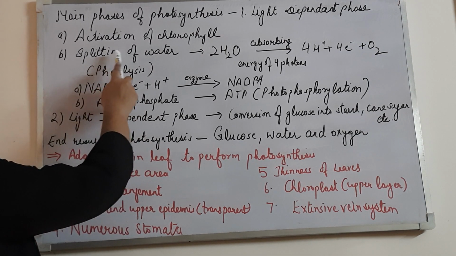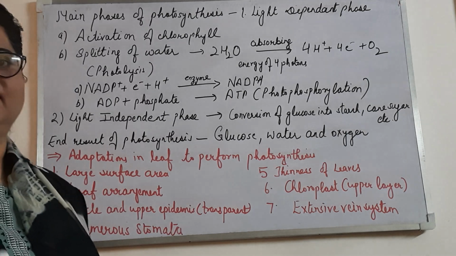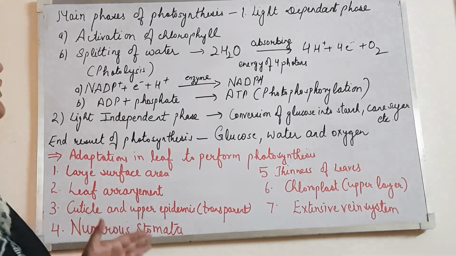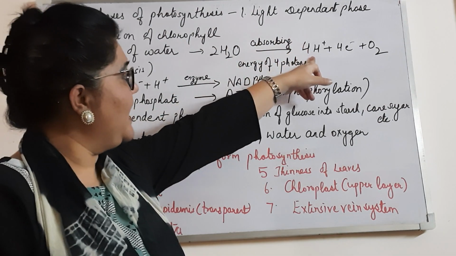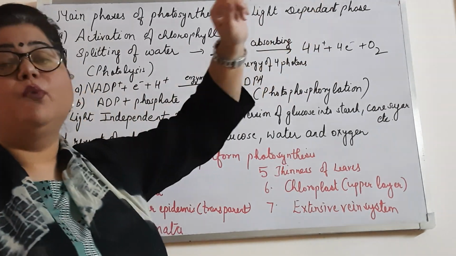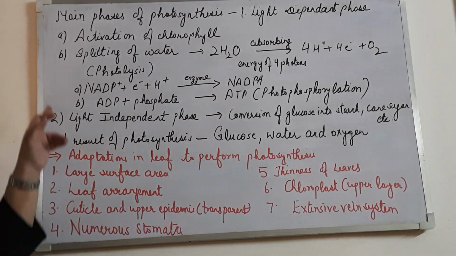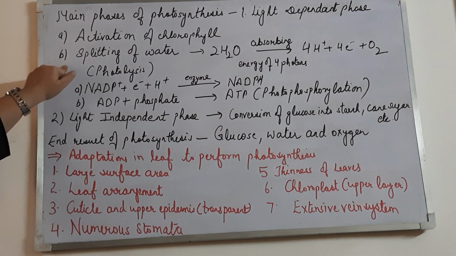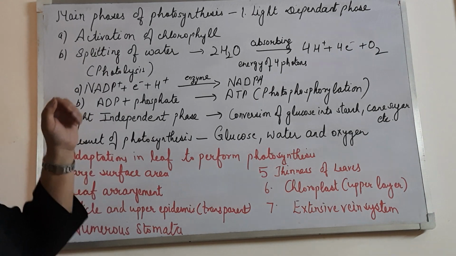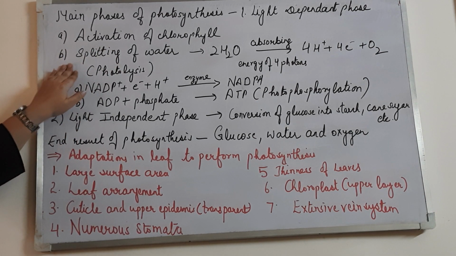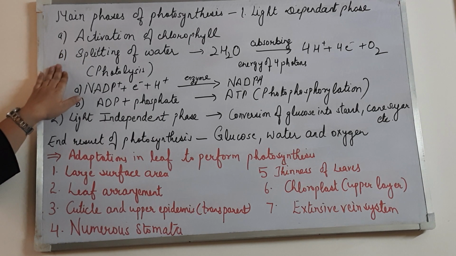Now next is splitting of water. Because of this light energy, the water gets split into hydrogen ions, okay, and molecular oxygen, right? What did I say? I said that the second step is splitting of water. Whatever the energy is absorbed by the chlorophyll, that light energy helps in splitting of water.